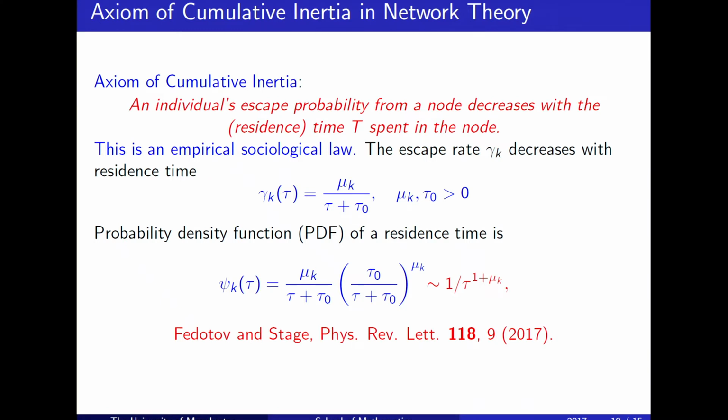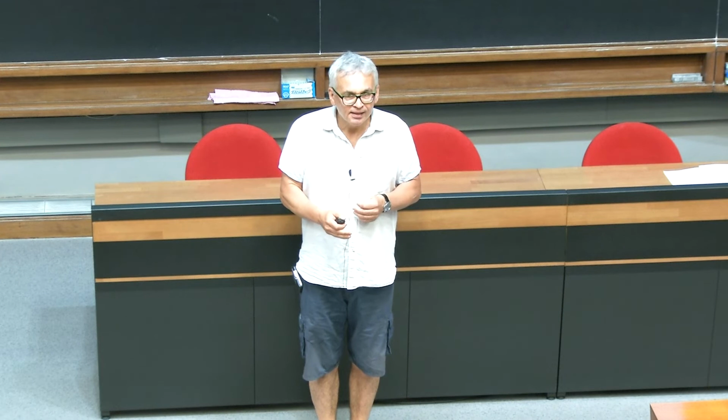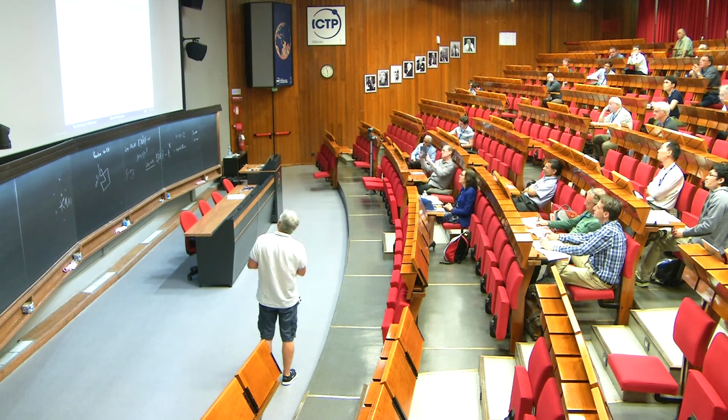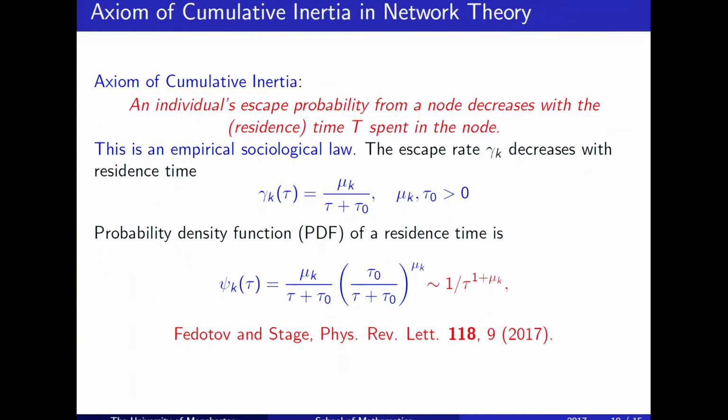It's just the same. If I move in one direction, the longer I move in this direction, the less likely I change direction. The same thing: if I stay at a particular point, the longer I stay, the less likely I escape. Mathematically it can be formulated such that the escape rate depends on residence time and is inversely proportional to it. It's very easy to show that this rate leads to a power law distribution.